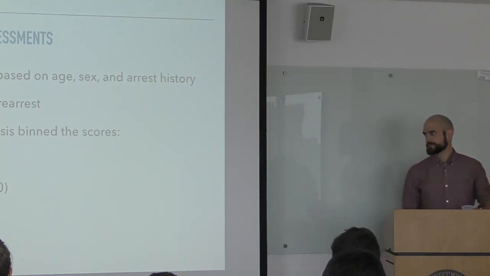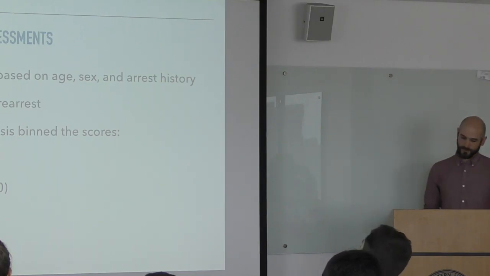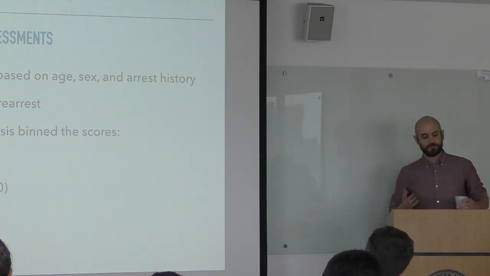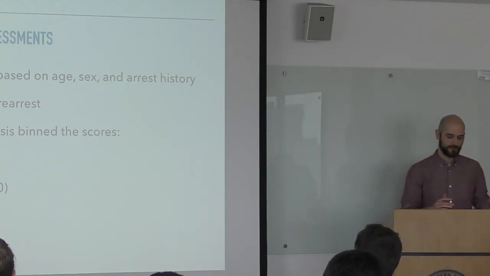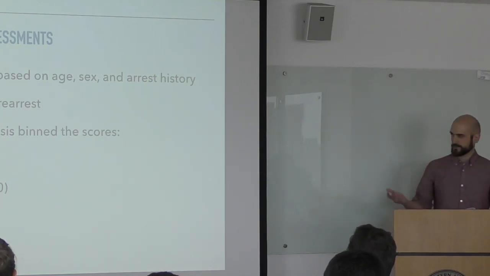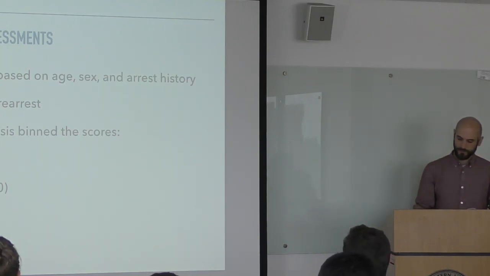COMPAS gives scores from 1 to 10, where 10 is the highest risk of rearrest. And ProPublica, in their analysis, bins these scores into two categories, a low-risk category and a high-risk category. That's going to be relevant for some of the measures that we talk about. So what did ProPublica find? I trust many of you have probably seen this report.